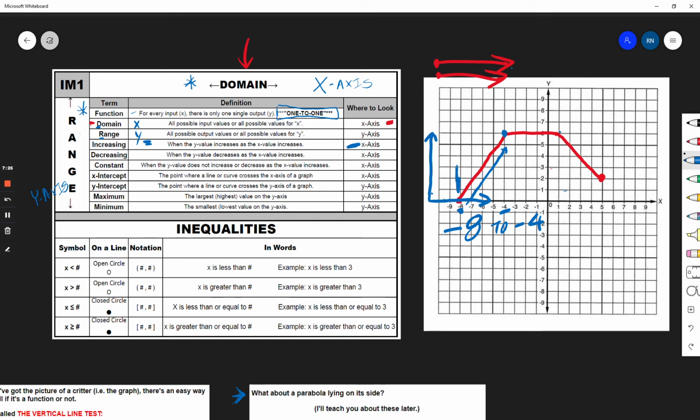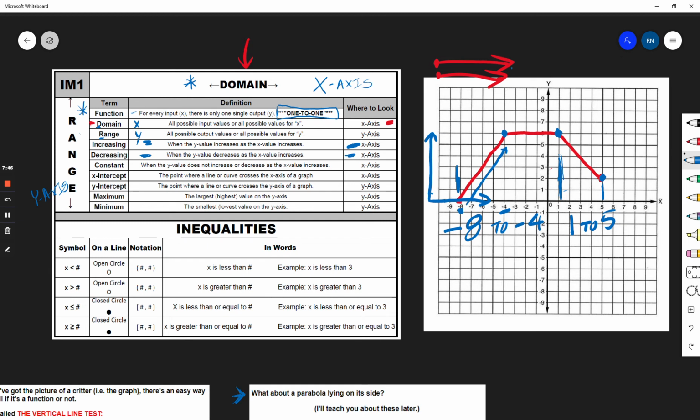All right? Where are we decreasing? Well, we're decreasing from right here to right here. And again, you only look at the x values. So here's 1 and here's 5. So we're decreasing from 1 to 5. Okay, decreasing is right here. Where do we look? Our x value, x-axis.